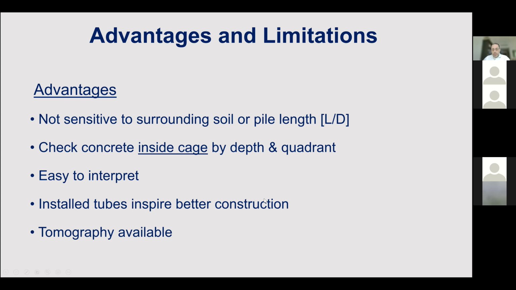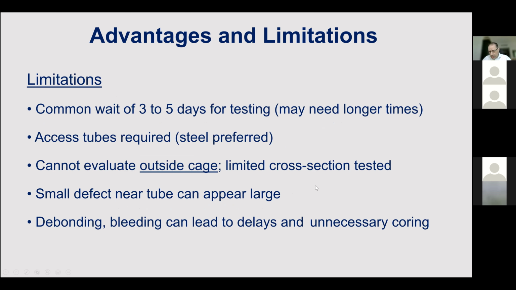The installed tubes, usually when the contractor sees that these tubes are installed, it inspires better construction. And advanced analysis using tomography is available to assist in the interpretation. Limitations, of course: you have to wait some time to do the test. Access tubes are required. It cannot see outside the rebar cage. If you have small defects near the tube, they can appear to be large. It's susceptible to debonding and bleeding, can give false positives, and maybe delays and unnecessary pouring.